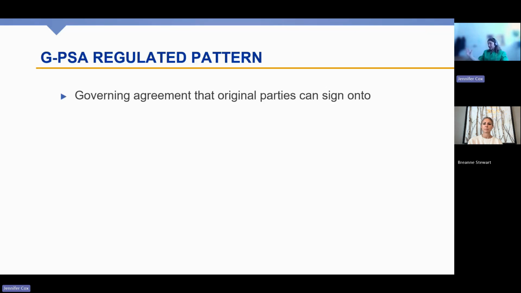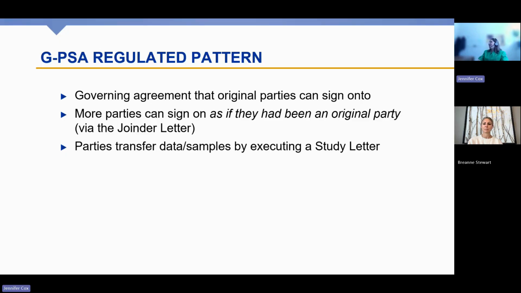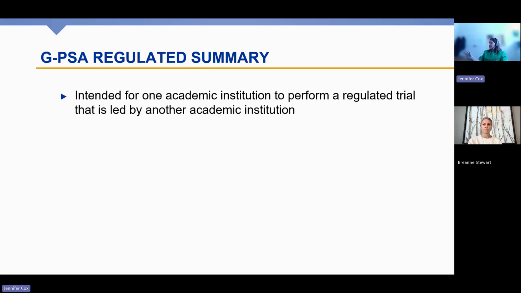All right, and the pattern, same deal. There's a governing agreement. There is a joinder letter parties can sign on to, and then you use it by executing a study letter. All right, and then a summary of the GPSA regulated. It's intended for one academic institution to perform a regulated trial that's led by another academic institution. Maybe I shouldn't say one there. If there's 3 entities at your institution, you can sign all 3 on.